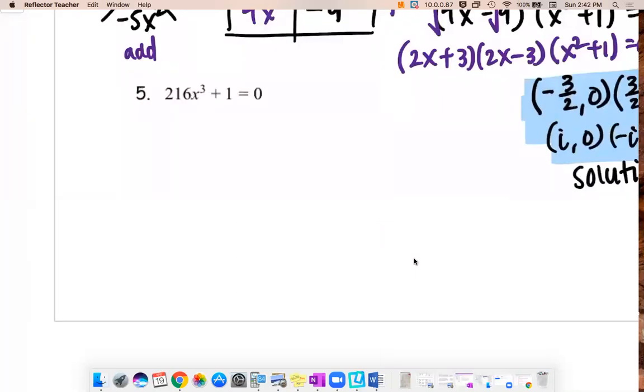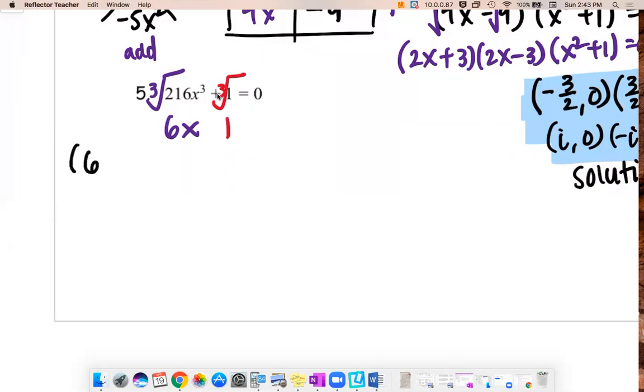So this one, I can see a cube, so it's definitely got to be one of our cubed ones. This is going to be a sum of cubes because this is a positive. So first step we do is we do the cube root of each of these. The cube root of 216x cubed is 6x, because if you do 6 times 6 times 6, you get 216. And then the cube root of 1 is just 1. All right, so let's factor using that pattern.